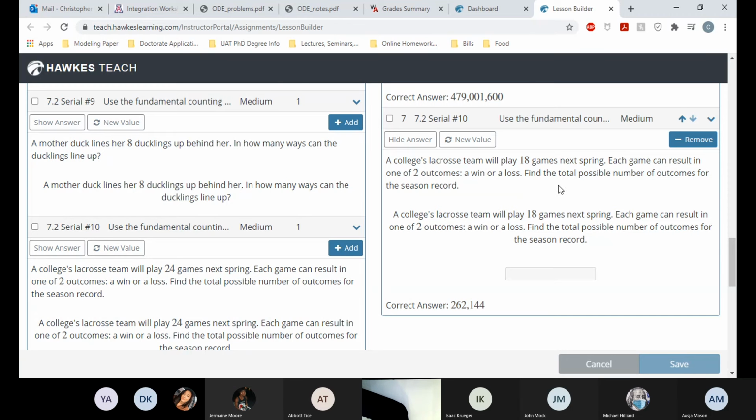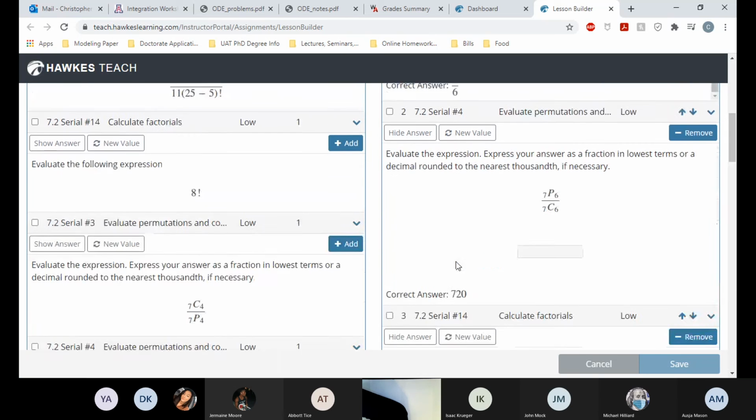So what you would do, for some reason it says the question twice. I'm not sure what that's about. What you would do is write a string of 18 little horizontal lines, but in every single one of them, there's just 2 possibilities, a win or a loss. So it's going to be 2 times 2 times 2, 18 times. And if you take 2 raised to the 18th, you'll get 262,144. Okay, so that's 7.2.